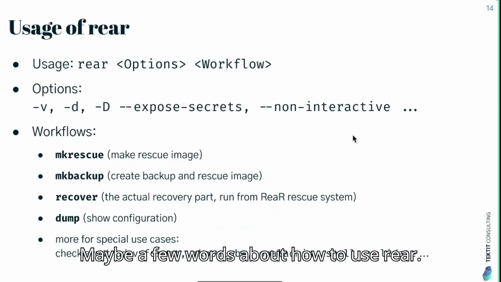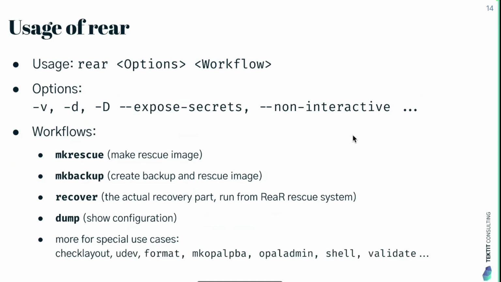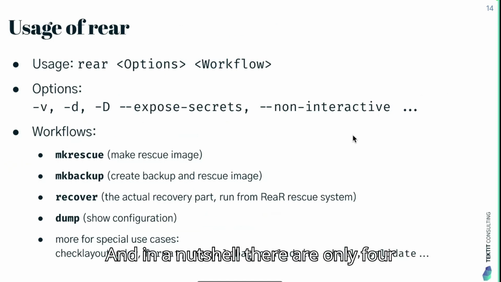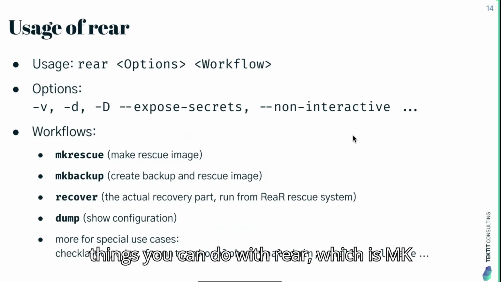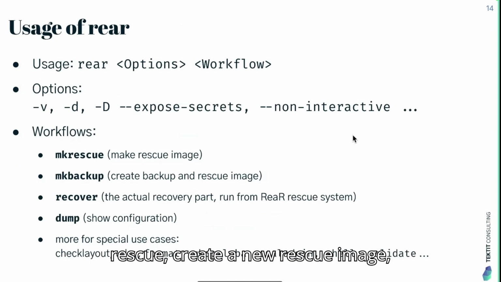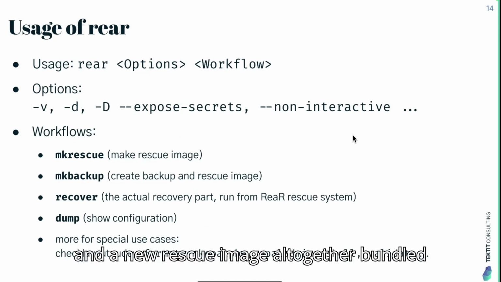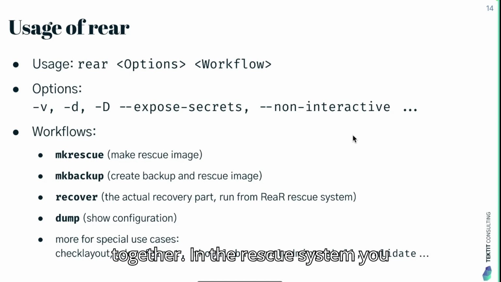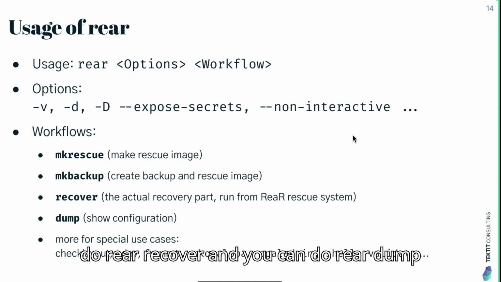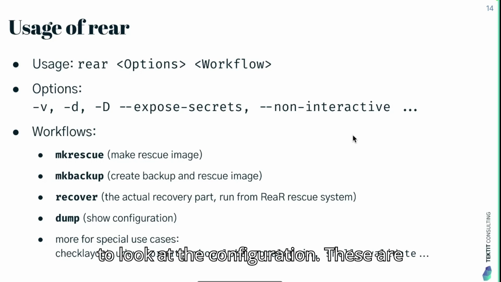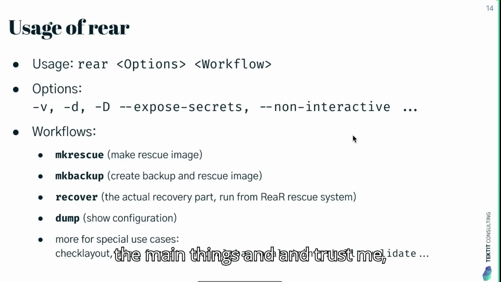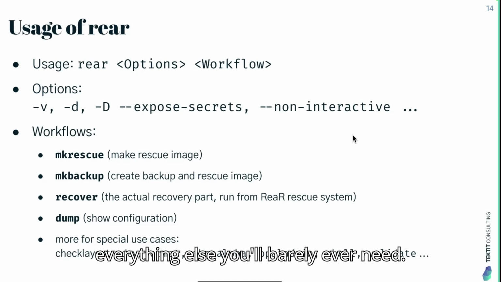Maybe a few words about how to use ReaR. In a nutshell, there are only 4 things you can do with ReaR, which is mkrescue, create a new rescue image, mkbackup, create a new backup, and mkbackuponly, a new backup and a new rescue image all together, bundled together. In the rescue system, you do rear recover, and you can do rear dump to look at the configuration. These are the main things, and trust me, everything else you'll barely ever need.